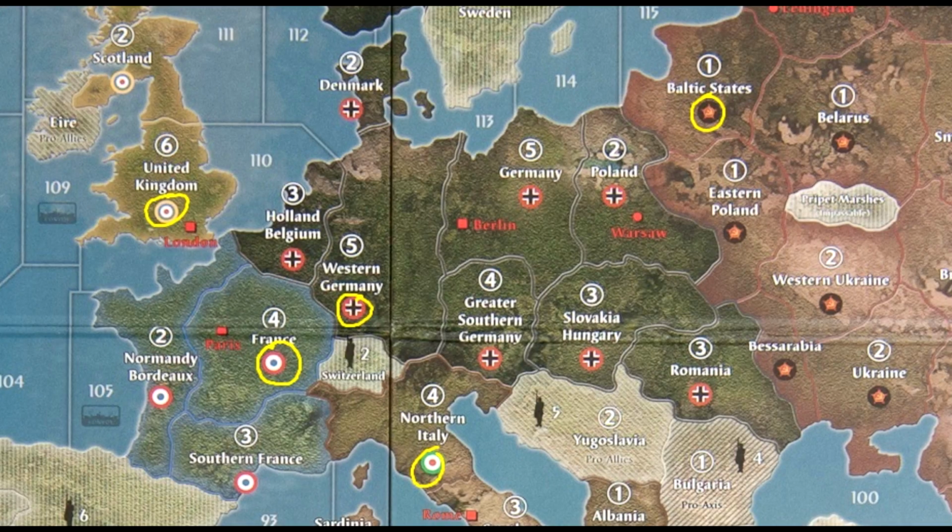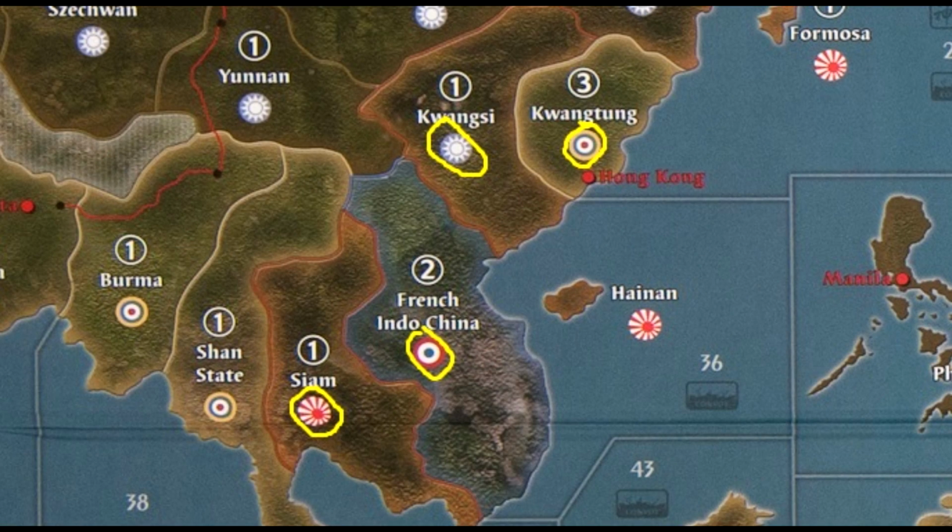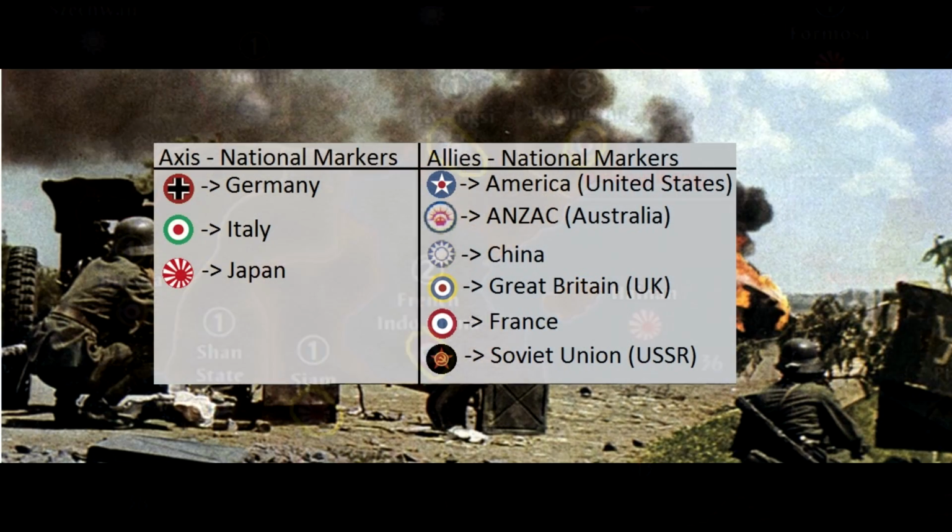The highlighted circles shown here represent the original owner of the territory at the start of the game. It should be mentioned that there is one exception in Asia with China and Japan, but we can get to that in a later installment.